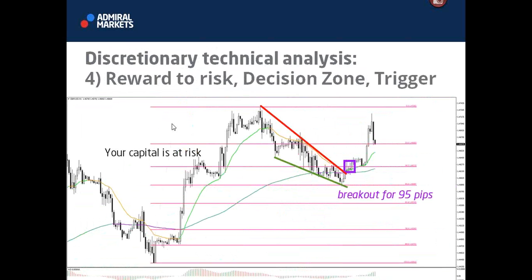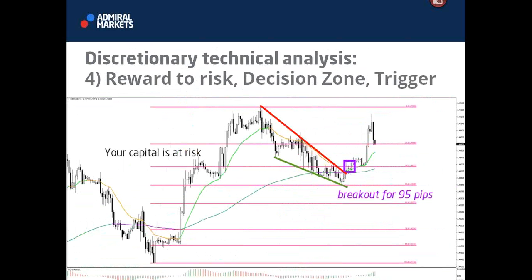Last but not least, when all the three steps before that look good and there is an entry potential there, then it's good to know where's the reward, where's the risk, so where's the take profit potential, where's the stop loss, and is that a good reward to risk ratio? And then I decide where the decision zone is.